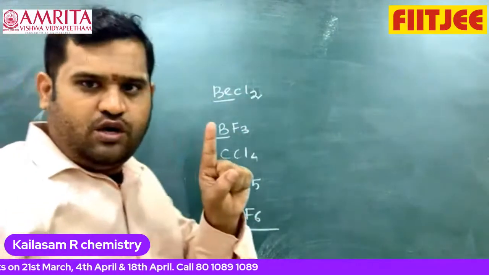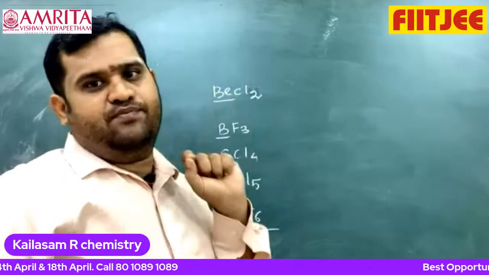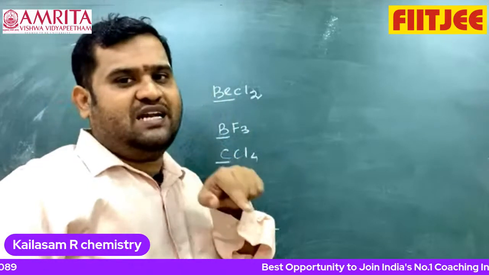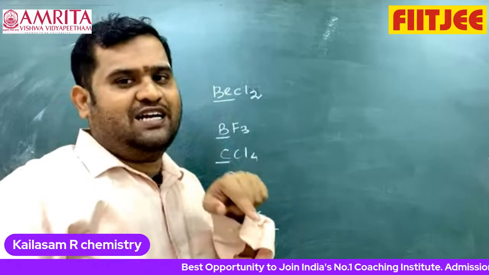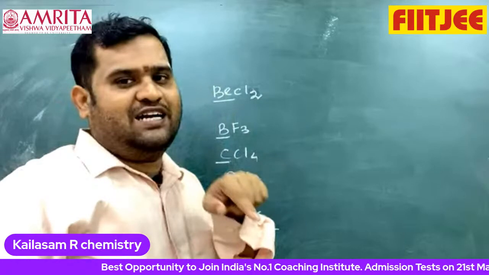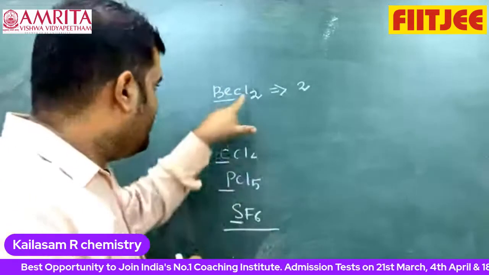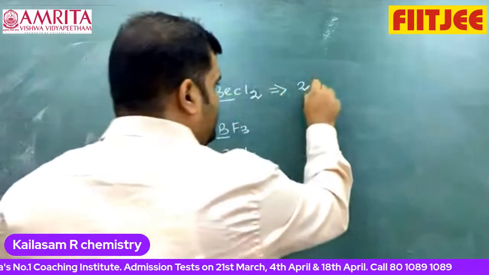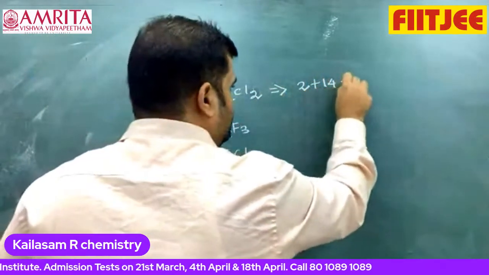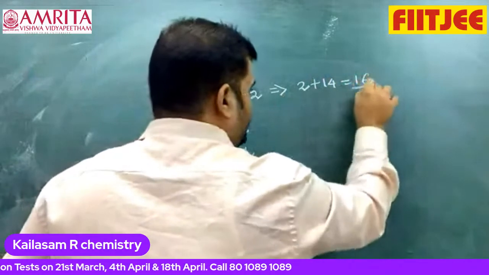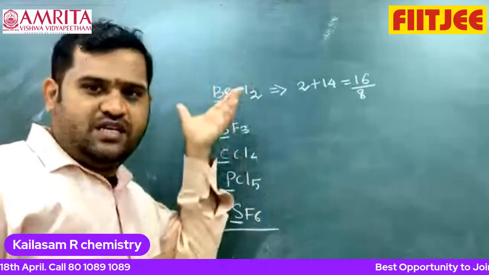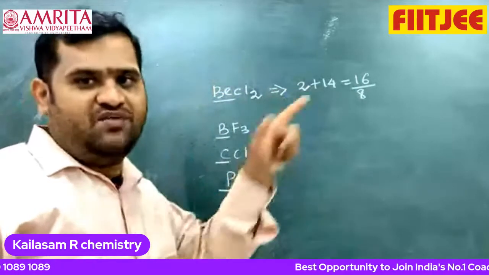You should know the valence electrons of beryllium. What is the valence electron count of beryllium? I can say 2 electrons, right? And fluorine has 7 valence electrons. How many chlorine atoms are there? 2. 2 into 7 is 14. Just add that: 14 plus 2 is 16. You divide by 8. Why divided by 8? Because these are octet molecules. Because of that, divided by 8.